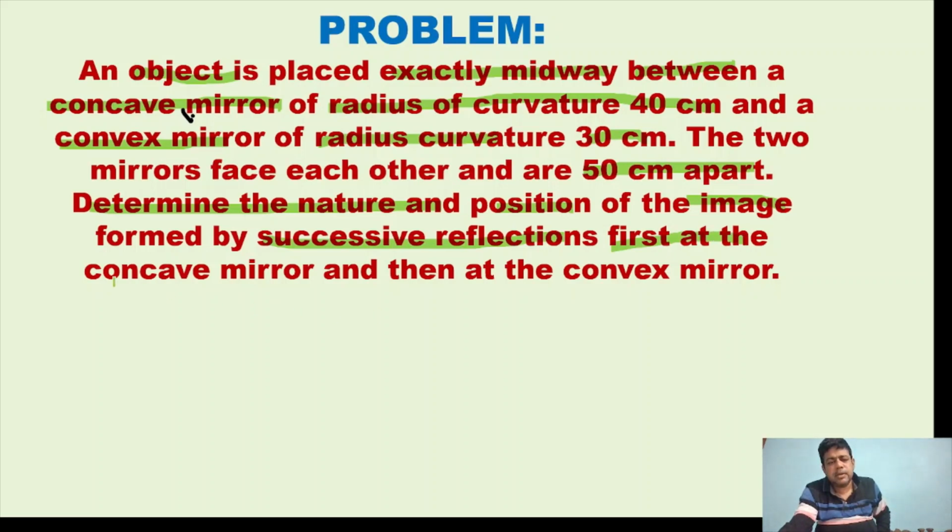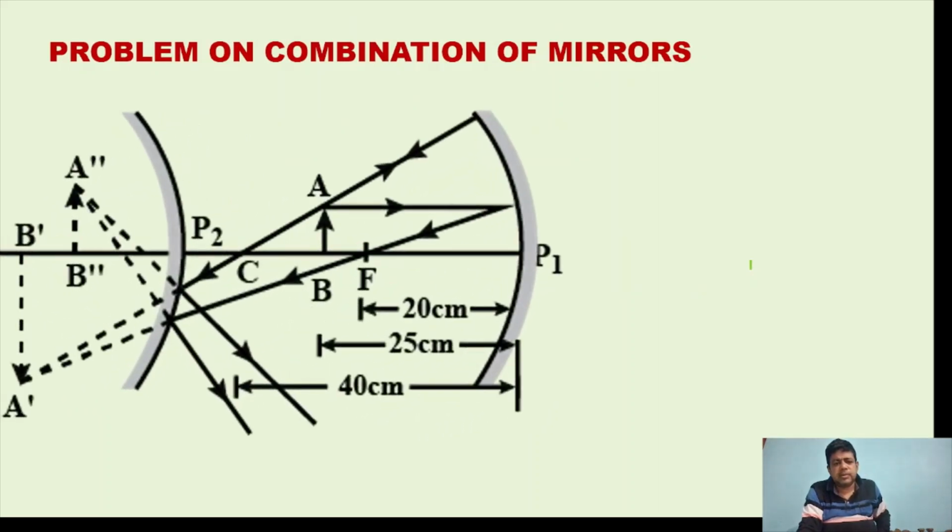First at the concave mirror, then at the convex mirror. Understand? This is one of the vital and interesting problems based on the mirror formula, which is most important for you, and in many examinations you will find this kind of problem. Let's see. So here is the diagram for the mirror formula. Look here. The two mirrors are facing each other.